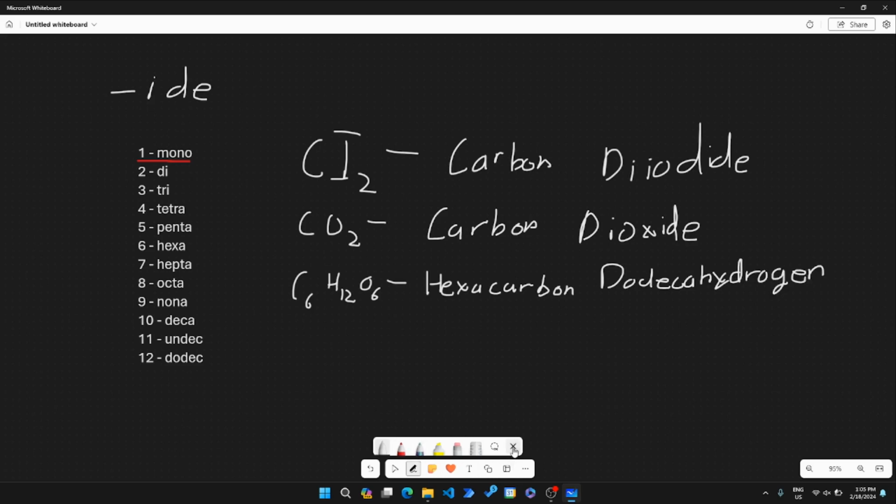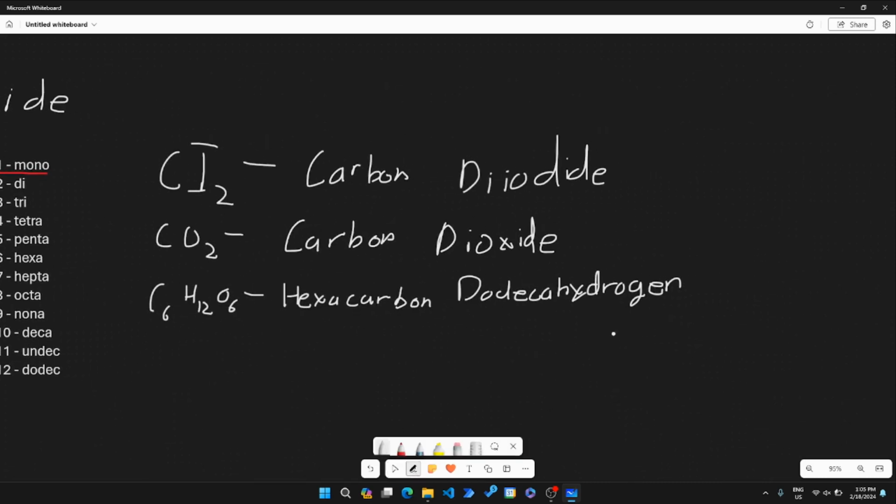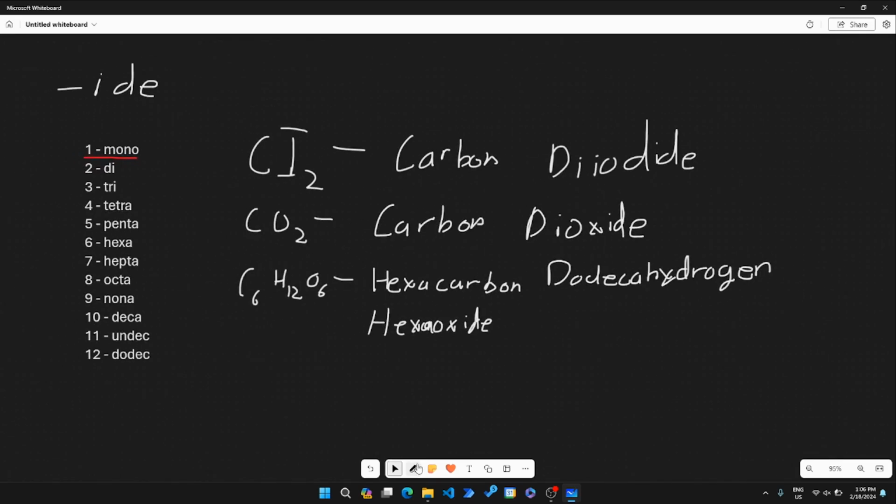Hexaoxide. So you can see these chemical names can get very long. Except for one minor problem. This name is completely wrong.